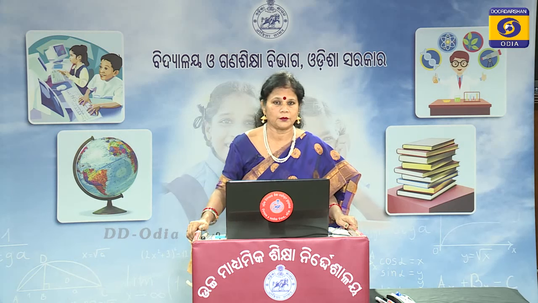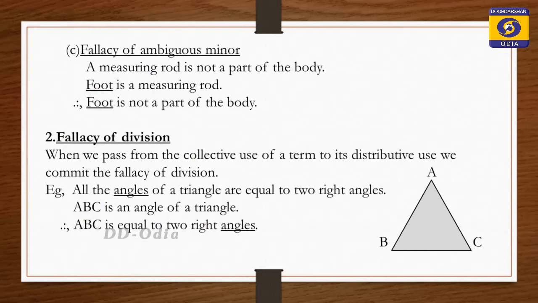Now, we will come to the next fallacy, that is the fallacy of division. What do we divide? We always divide a higher class to the lower class. We divide a class to subclasses, or we divide a class to individuals, or we divide a collection of things to different individuals. Okay?